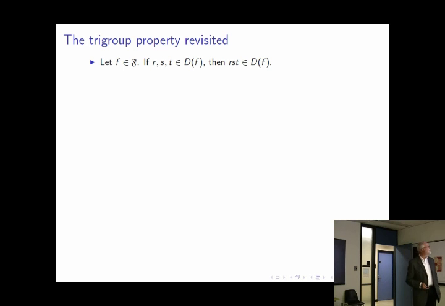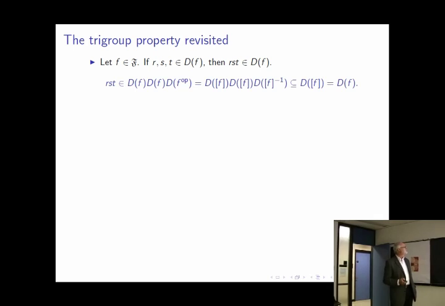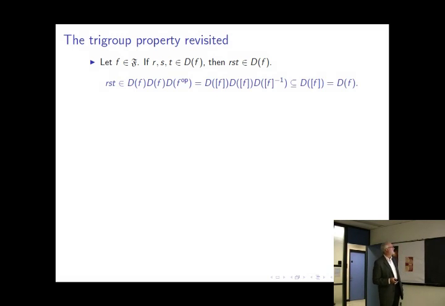You'll see it. So R, S, and T are represented, then so's their product. Well, why is that? Well, R, S, and T are in DF, and DF is the same thing as D of F op. So they're in that product. Well, and then we said that the class of the opposite form is the inverse class. And we had that basic containment. The product of the 3 value sets there is contained in the value set of the product of the 3 classes, and now that's just F.